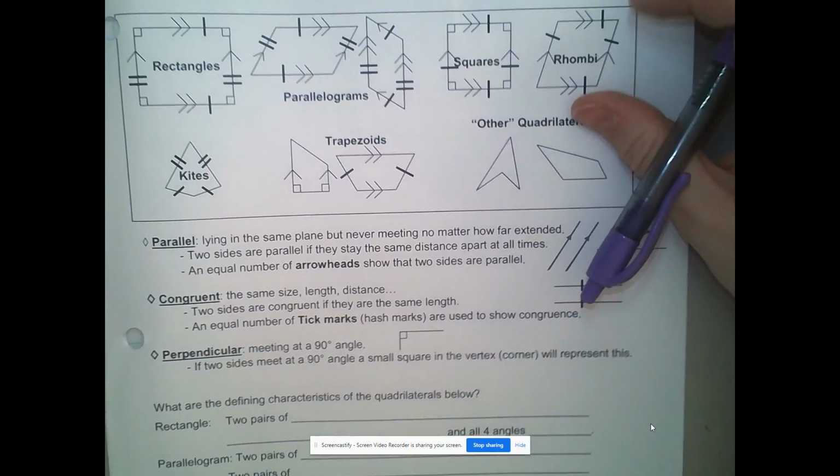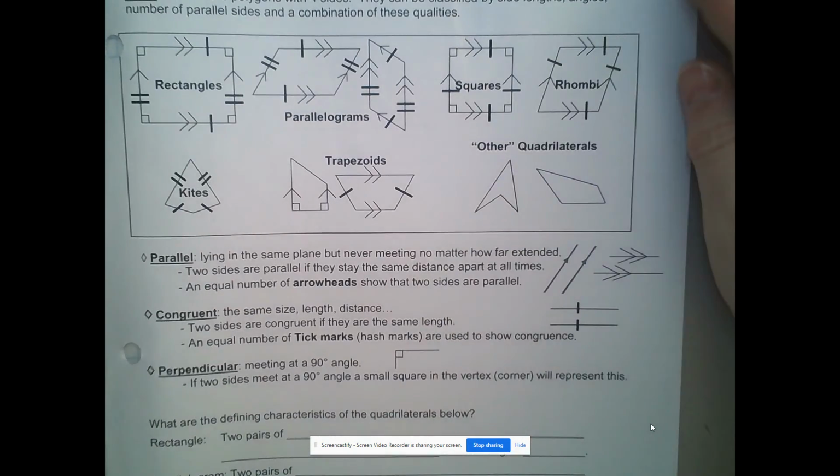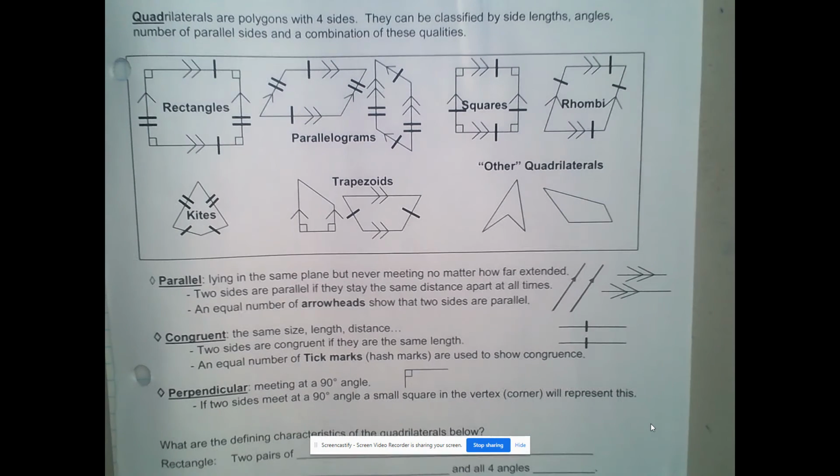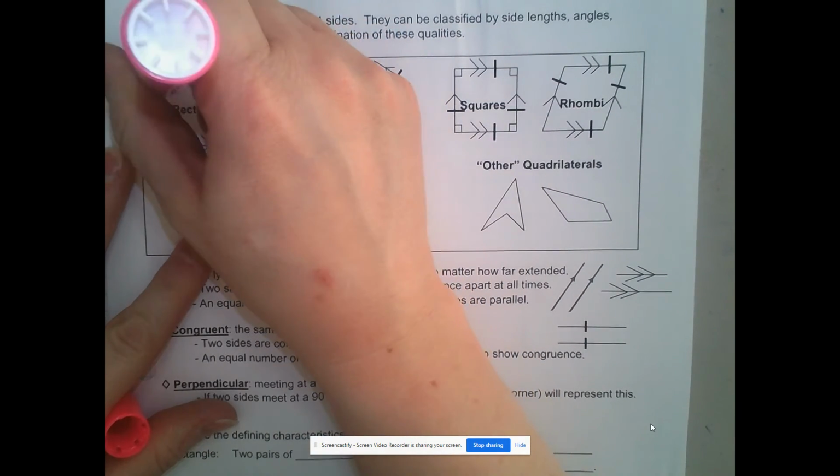If we look at the back, we have all of the different quadrilaterals that we are expecting you to know and be familiar with. Now, quadrilateral means the only way to fit into this category is to have 4 sides. If they have certain qualities, then they get special names. So, for example, the rectangle has to have two pairs of sides that are parallel.